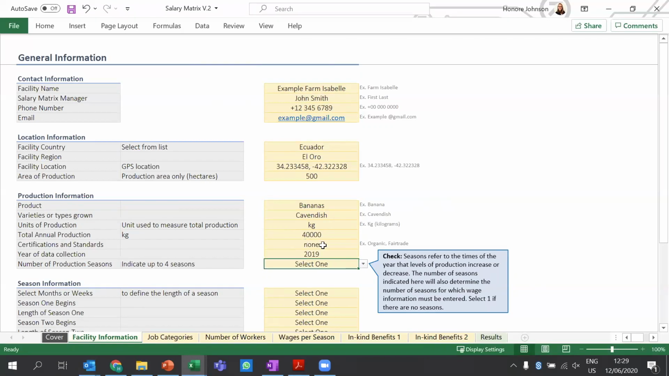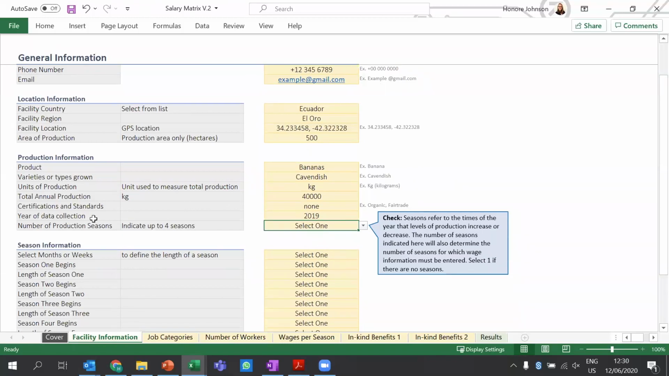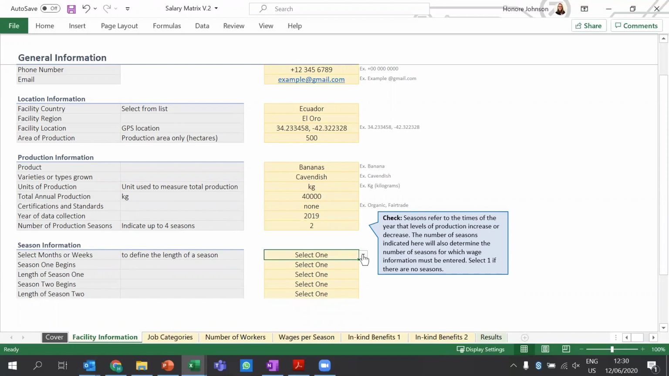It's important to know that the year for data collection should be the same year for which all wages, bonuses, and in-kind benefits are entered. Next section, number of production seasons, indicate up to 4 seasons. In this case, in the banana sector, we have 2 seasons. Then we will be asked about seasonal information. Here we will select either months or weeks, and those months or weeks will determine the length of the season.